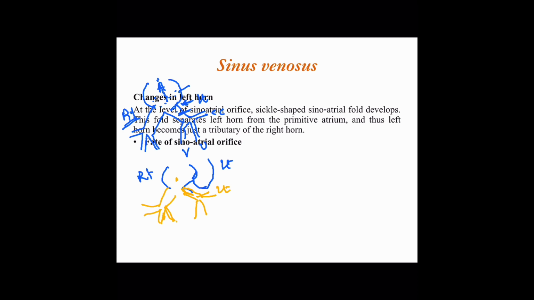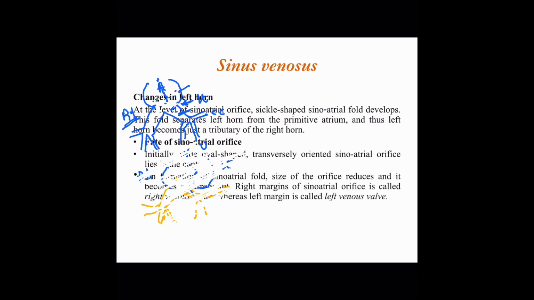The fate of the sinoatrial orifice. What happens to the sinoatrial orifice? Initially it is wide. It is the connection between the atria and the ventricle. But as development proceeds, the orifice reduces and it shifts to the right side.